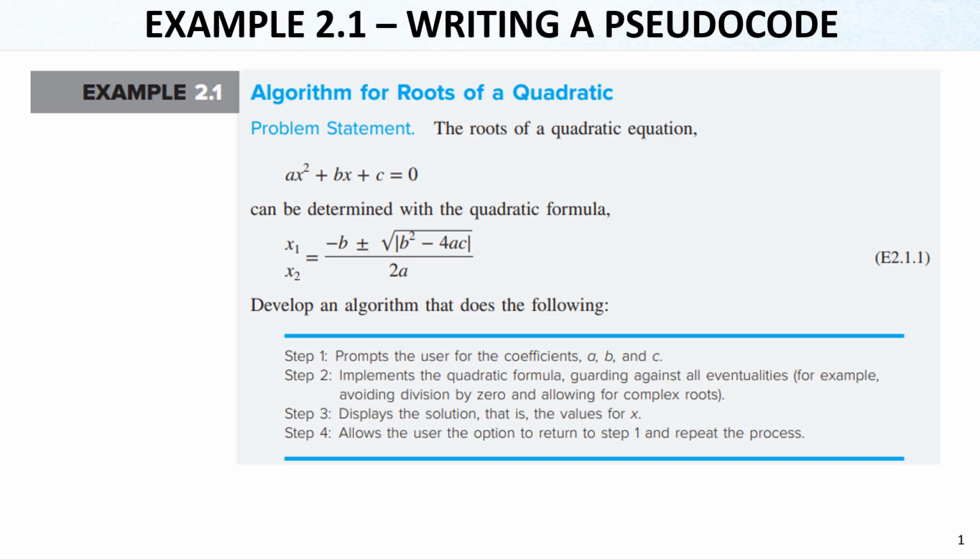We can just start with step 1 to go to step 3. Display the solution by calculating this, that is the values for x, we find these. And then it allows the user the option to return to step 1 and repeat the process. So we can have step 1, step 2 with implementation, step 3 and 4, or also we can have an advanced code or algorithm with consideration of avoiding division by 0 and allowing for complex roots, because these can exist in some cases. So let's try to solve this in the following slides.